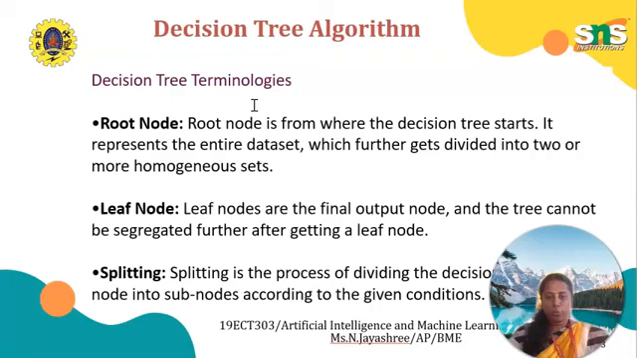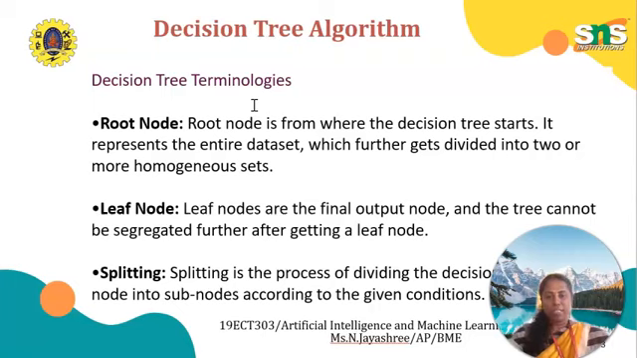Root node, leaf node, splitting. Let us see what I mean by root node. The root node is where the decision tree starts. It represents the entire data set, which further gets divided into two or more homogeneous sets. Leaf nodes are the final output node, and the tree cannot be segregated further after getting the leaf node. Splitting is the process of dividing the decision node or root node into subnodes according to the given conditions.